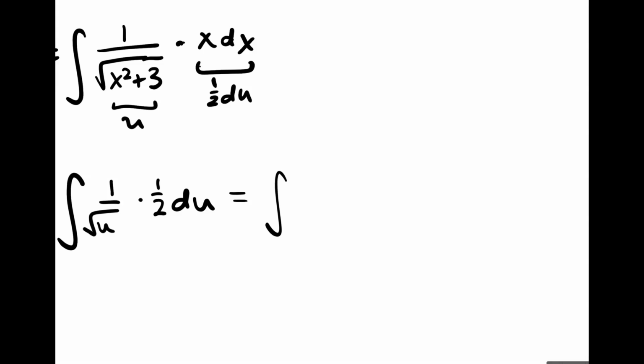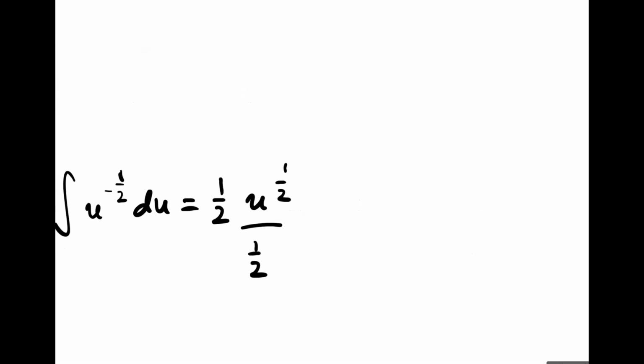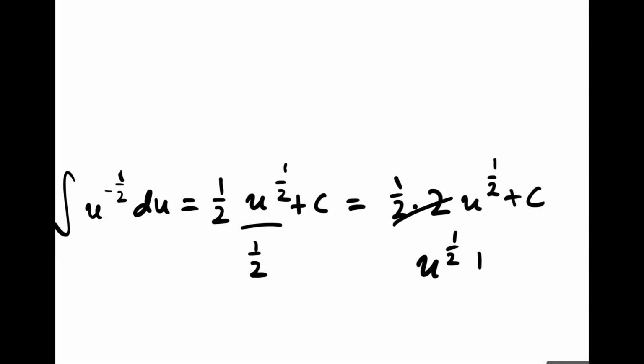This is just the integral of u to the negative 1/2 power, let me put the 1/2 out front, du. So add 1 to the exponent, so I have u to the 1/2. Divide by your new exponent, which is 1/2. Dividing by 1/2 is the same as multiplying by the reciprocal, which is times 2. So this is 1/2 times 2 times u to the 1/2 plus c. Those go away. So it's u to the 1/2 plus c.